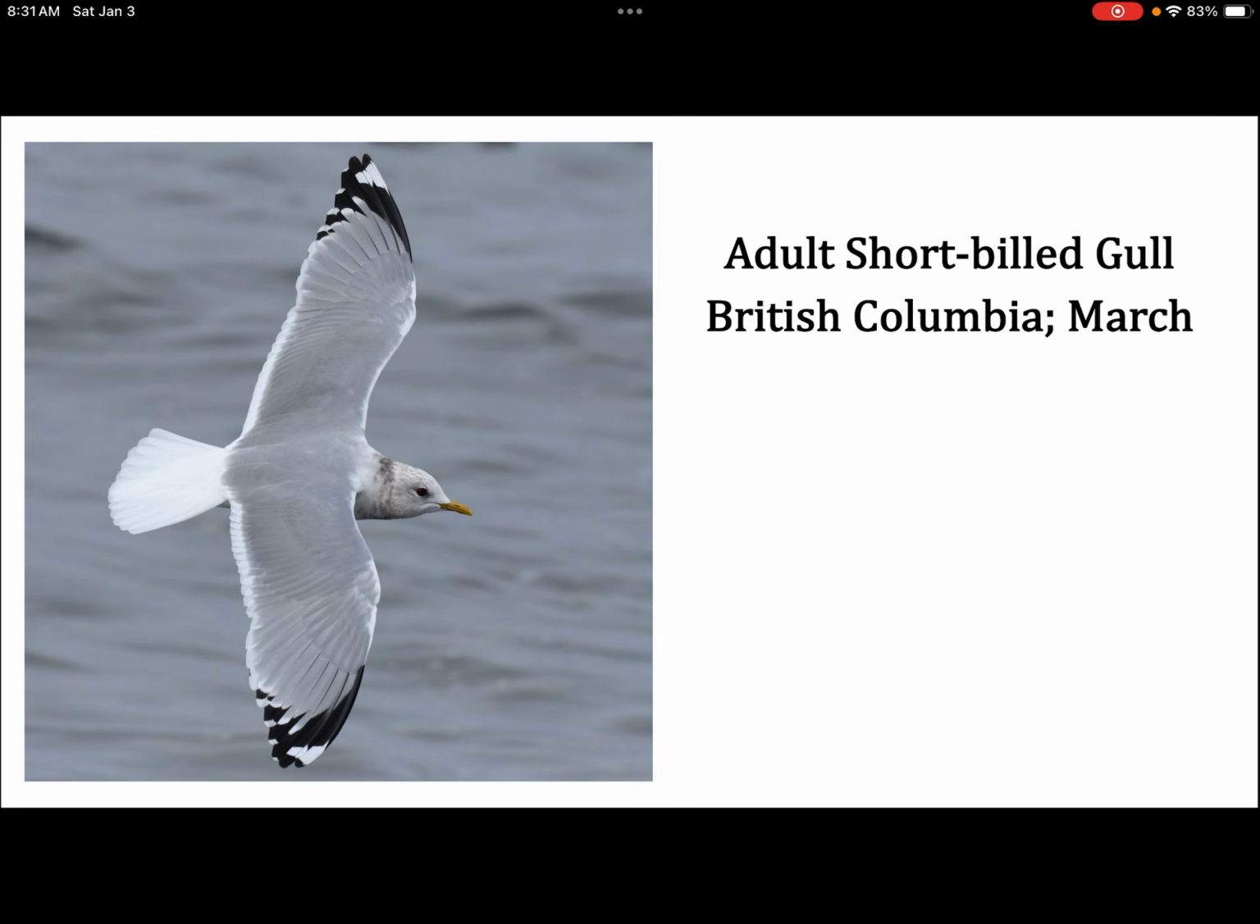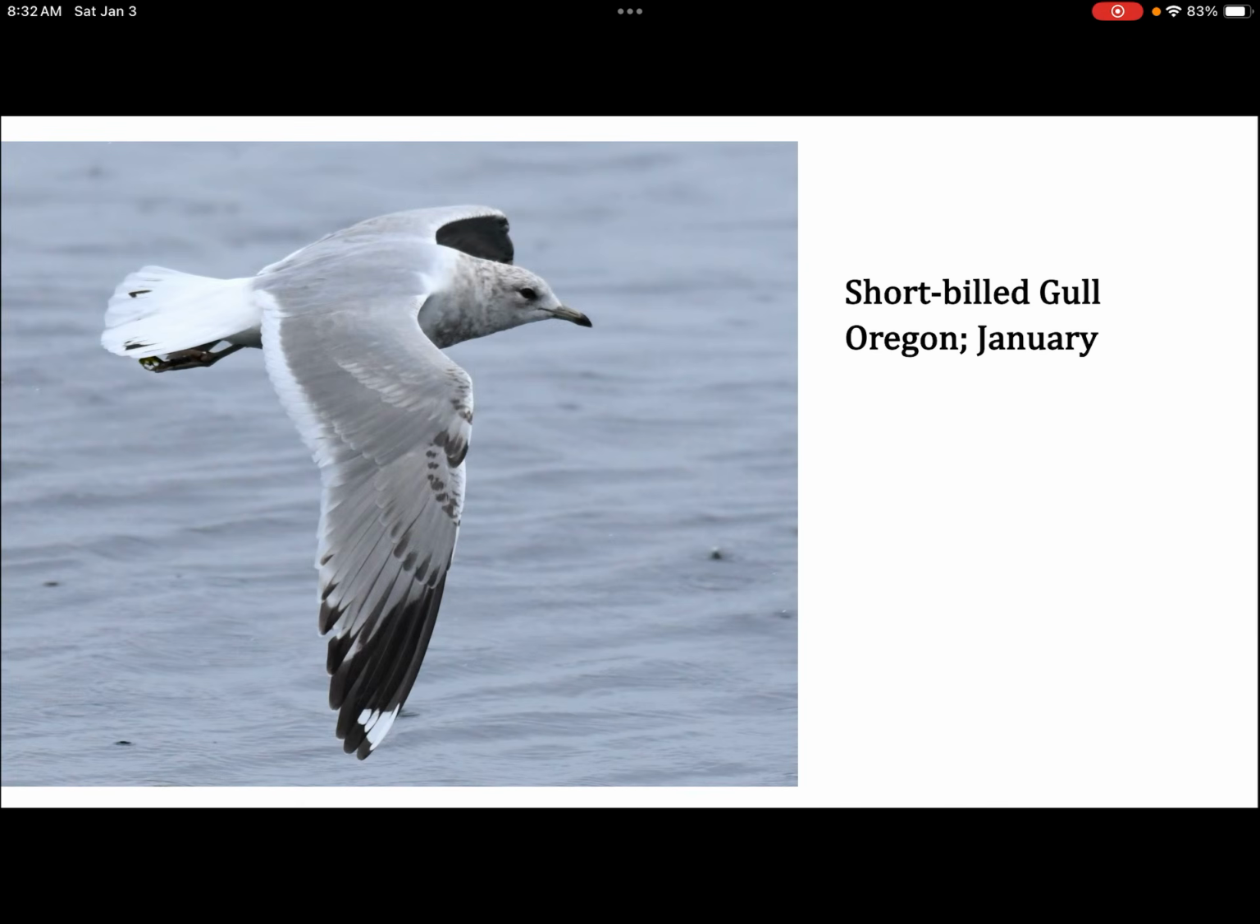Just for comparison here, here's a definitive adult type short-billed gull. Shows no blemishes on the primary coverts, the tail, just a perfect 10, if you will. So as an exercise here, let's age this bird. If you're familiar with short-billed gull, would you give this bird the second cycle category, third cycle type? Obviously not an adult. I hope nobody's saying that. There's enough going on with this bird where we wouldn't call this a third cycle type.